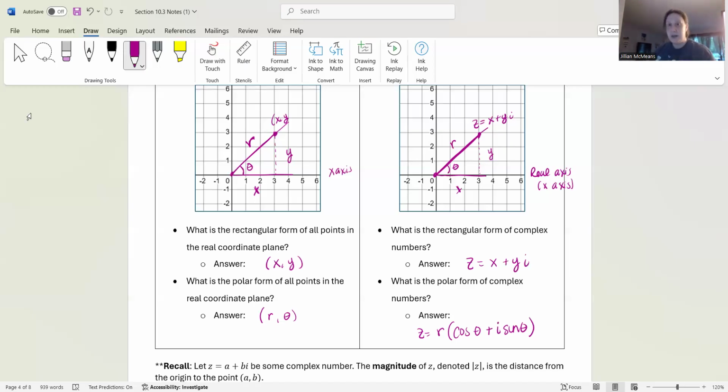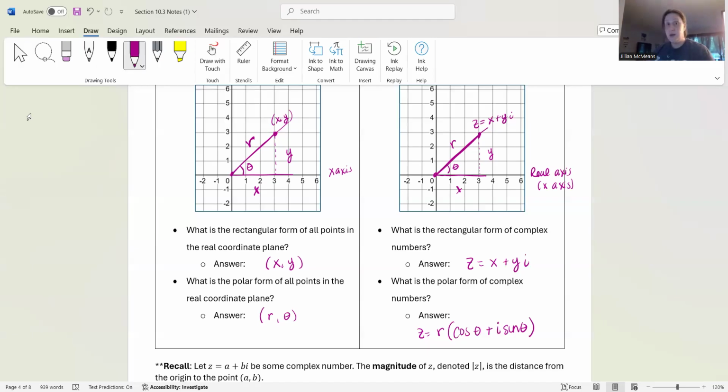So we have all these connections between the rectangular plane and the complex plane. We've drawn basically the identical picture from one plane to the next. We just have a point (x, y) versus a number z equals x plus yi. We have the same theta, the same x, the same y, the same r, okay? So there is certainly this connection between rectangular and complex and now polar.